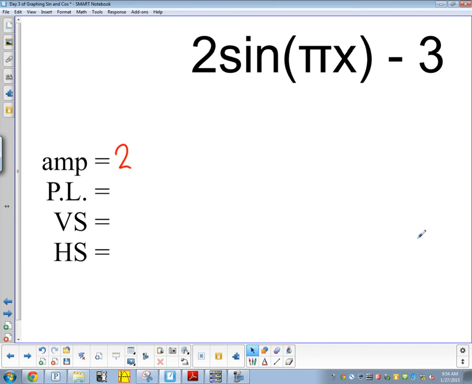So 2 sine pi x minus 3. We're going to label the stuff first. Amplitude is 2, obviously, because there's a 2 in front. Okay, next thing we'll do is period length.